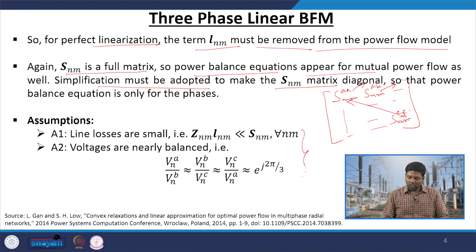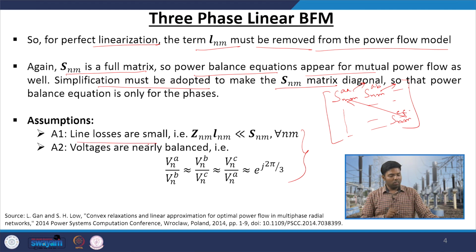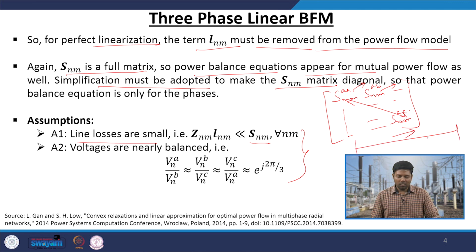For doing that we will take two assumptions. First assumption, that line losses are very small compared to the actual amount of power flow in the line. That is true actually. If your line is carrying, let us say, 10 megawatt, then your line loss in most cases is around 10% of that power, that means 1 megawatt, if it is a very bad system. If it is a good system, it will be lower than that, it may be 5% or 2%.